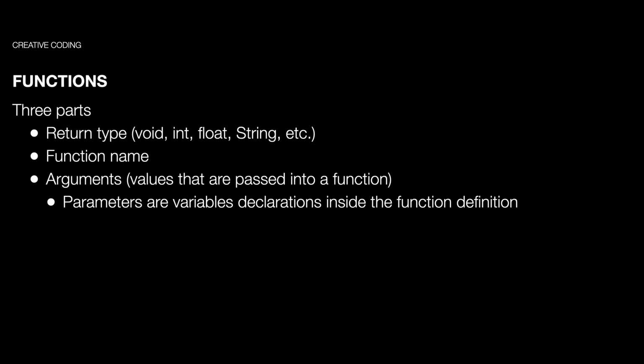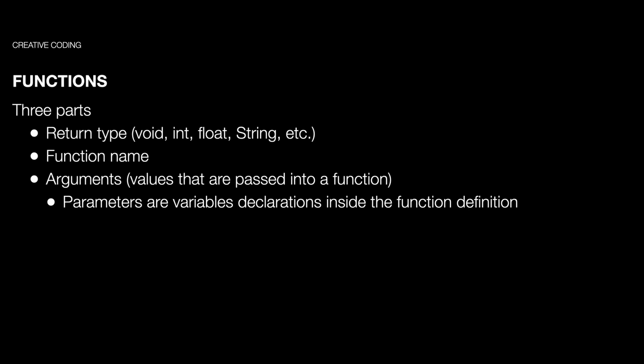So when we write our own functions, there are three parts to this. First is the return type. You'll usually see void, int, float, string, or some other data type. With the exception of void, these are data types that we would want to get returned from that function.